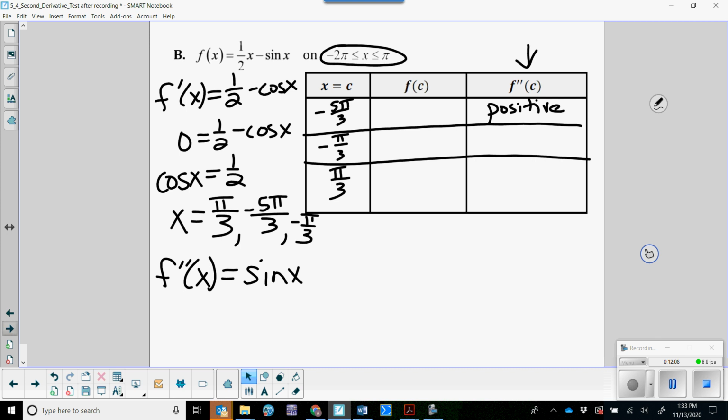Okay, if I'm at negative pi over 3, that means I started at 0, but I went backwards. So sine is going to be negative there, right, because it's below. And then positive pi over 3, of course, it's going to be positive because we're in quadrant 1. Okay?